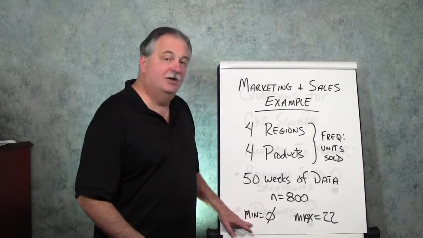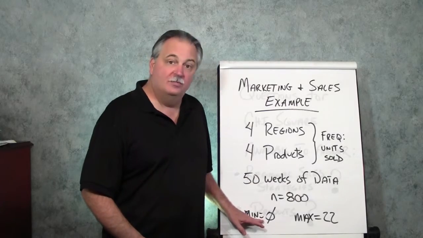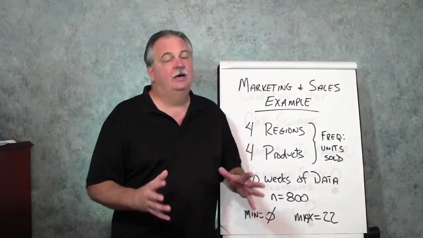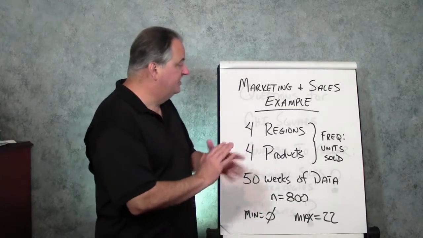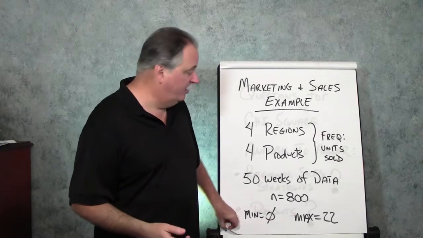The minimum sales in any given week for any given product could be as low as 0 and could be as high as 22 units. And these are high dollar items. So let's take a look at trying to understand what we can get from a chi-square analysis.